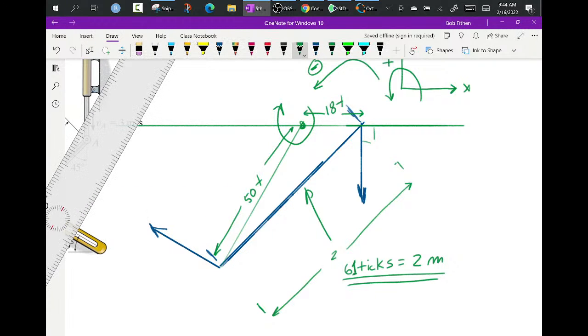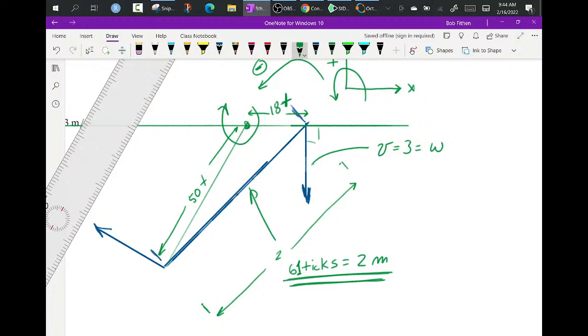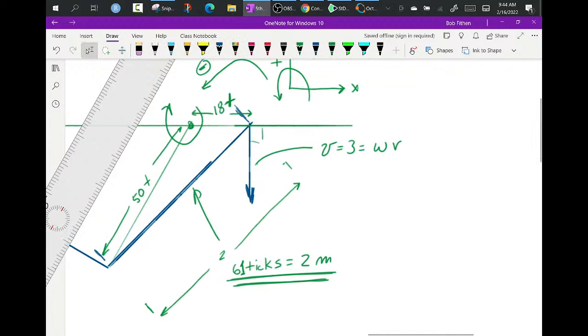So if this is a new distance, say number of ticks, so 61 ticks is equal to 2 meters, then a tick is a unit of measurement. Now watch this. Here's the velocity. I think it's equal to 3. Yes, it's equal to 3. But it is also equal to omega r. Now, if I want to convert 18 ticks to meters, I'll go ahead and do it, because I'm going to be stuck here with meters, and this will be radians per second, and this is meters per second.